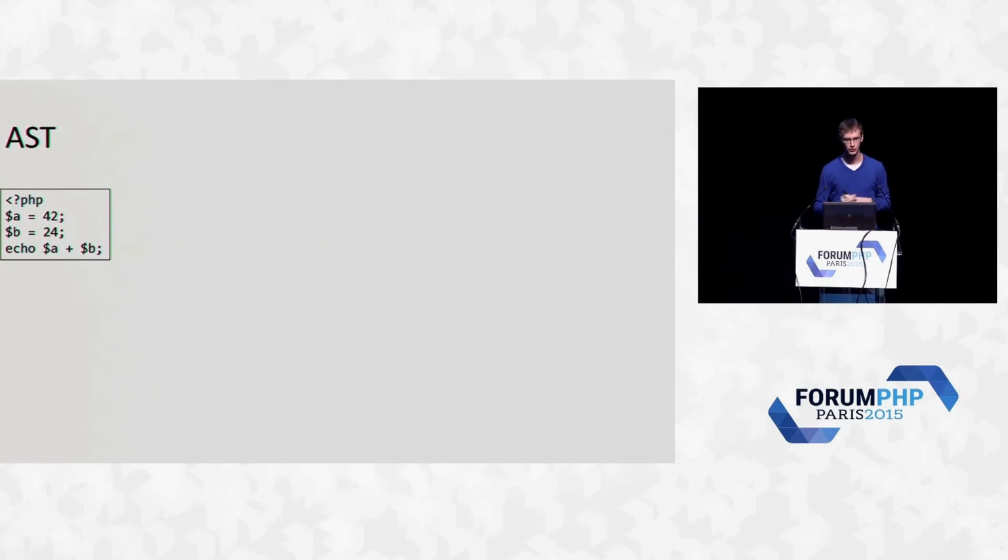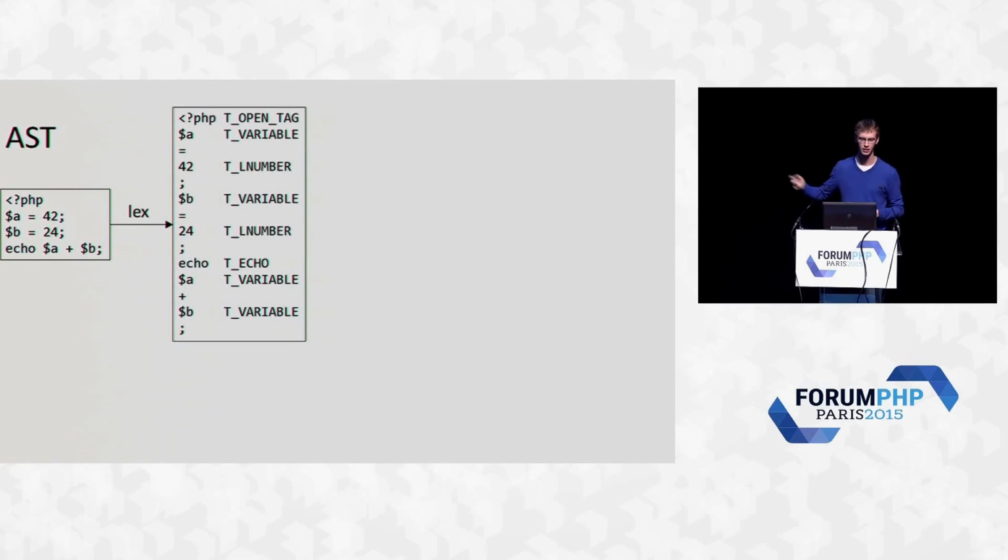Well, so that much for zvals and types. I now switch to a completely different topic, namely the PHP compiler. The PHP compiler is the component which turns PHP source code into instructions which are executable by our virtual machine. And this happens in 2 steps.